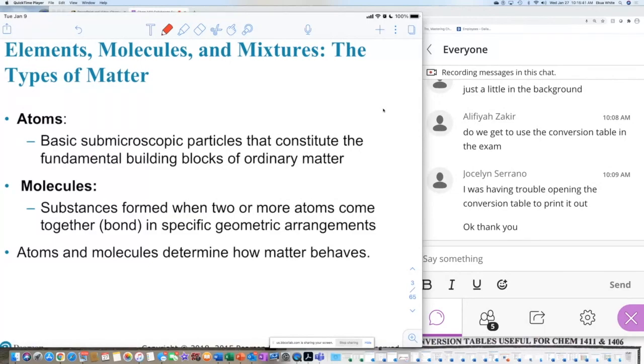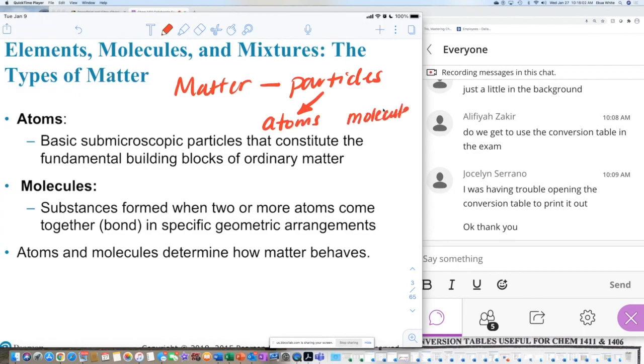When it comes to the composition of matter, matter, as I said earlier, is made up of particles. So particles make up matter. And at this level here, please notice when they talk about particles or particulate, that's talking about the level of atoms and molecules. So anytime you think about atoms and molecules, think about particles. If they don't want to say atoms and molecules, they just say particles. That's the umbrella term that represents atoms and molecules.